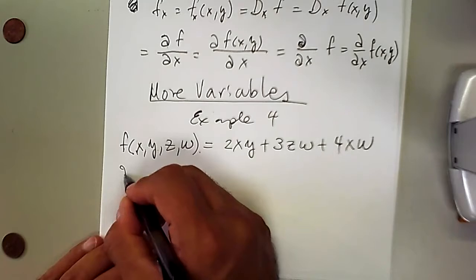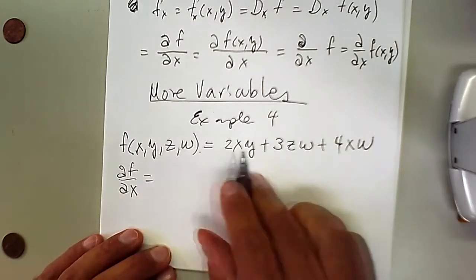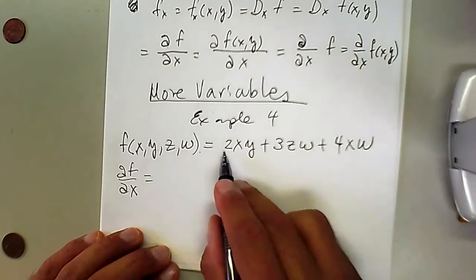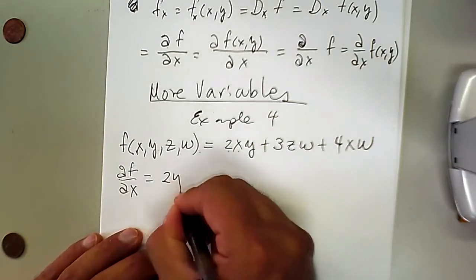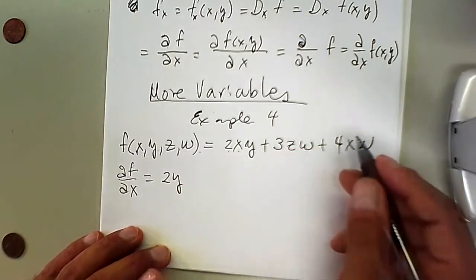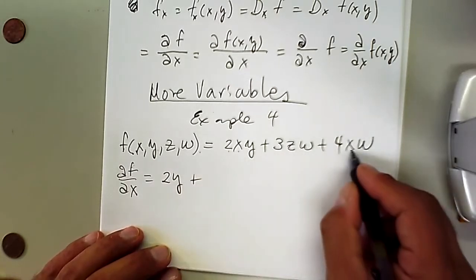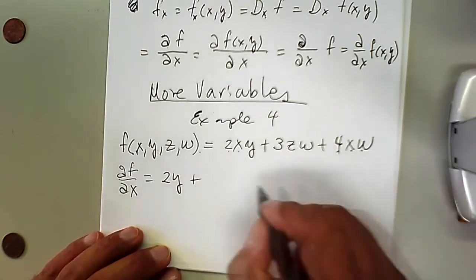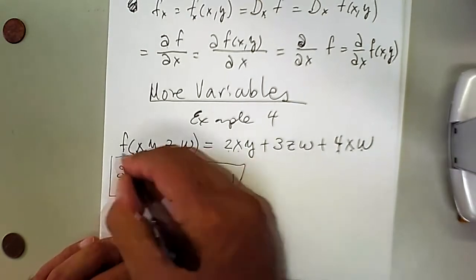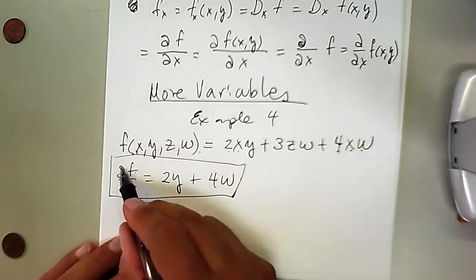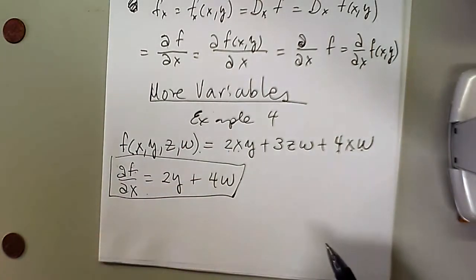Anyway, if you want to find the partial of the function with respect to x, treat everything that is not an x as a constant. The derivative of x is 1, so we just end up with 2y. The next term has no x, so it is a constant and its derivative is 0. Plus the derivative of x is 1, so treat the other two as constants, and we're set. That is the partial derivative of f with respect to x.